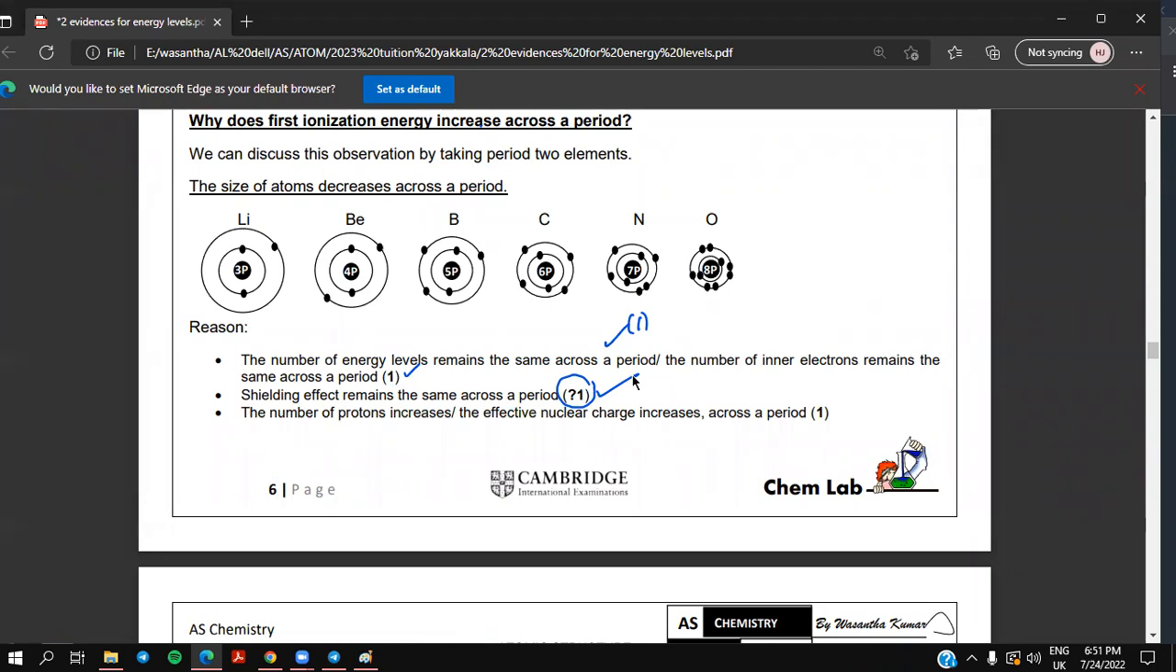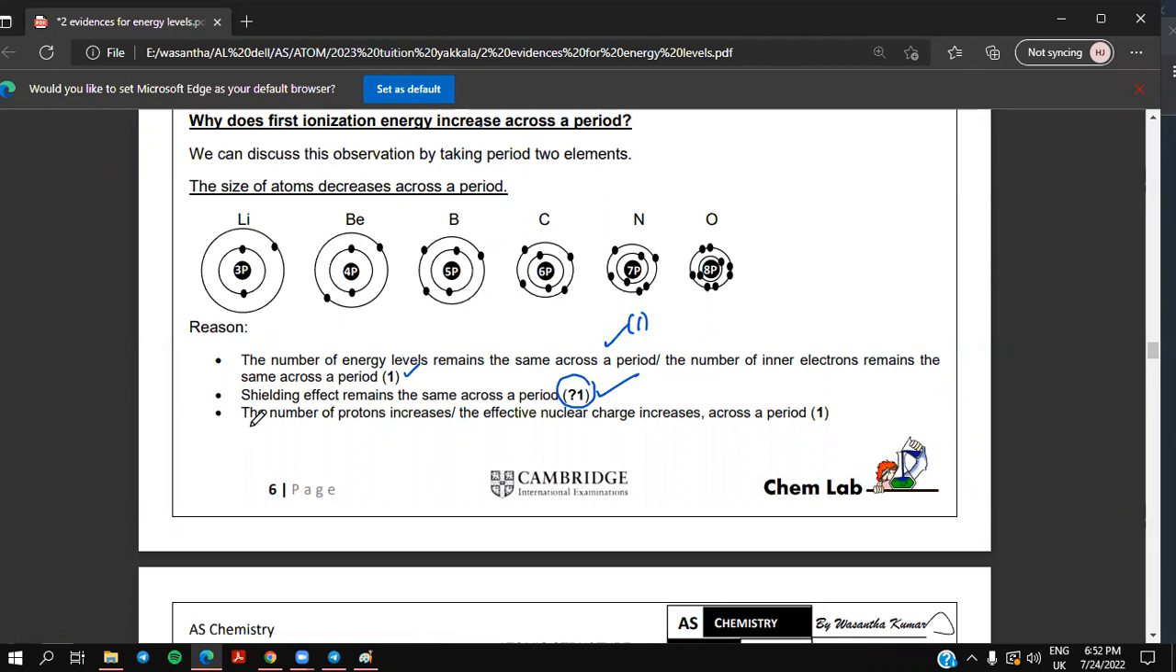However, see the number of protons. I have written the proton number in this dark circle inside. Lithium has 3 protons. Next one has 4 protons. Boron has 5 protons. Carbon has 6 protons. Likewise, the proton number increases. What happens when proton number increases? Because the shielding effect is the same, when the proton number increases, the effective nuclear charge increases.